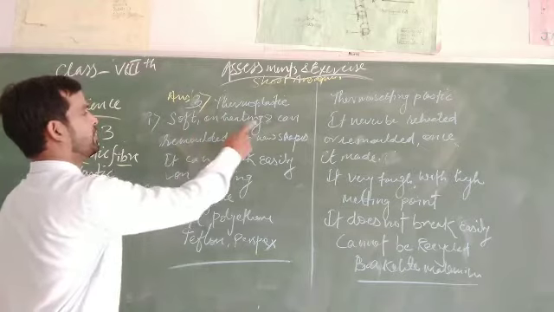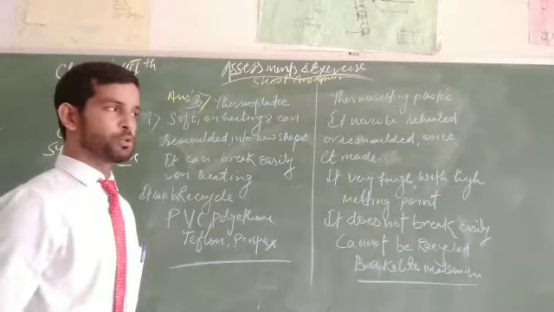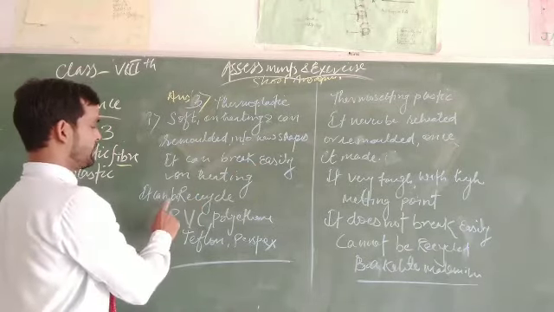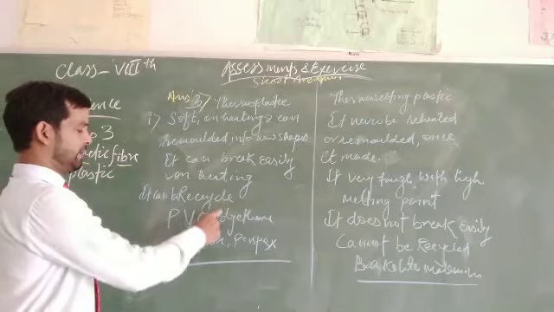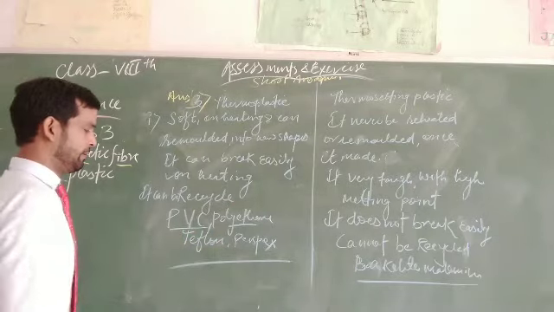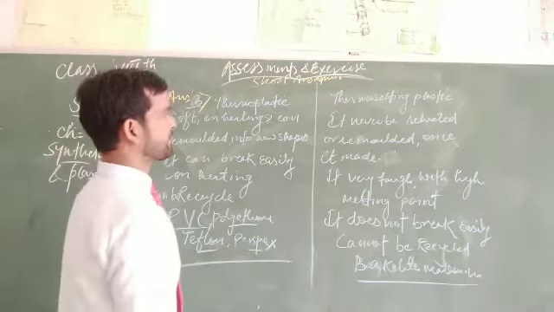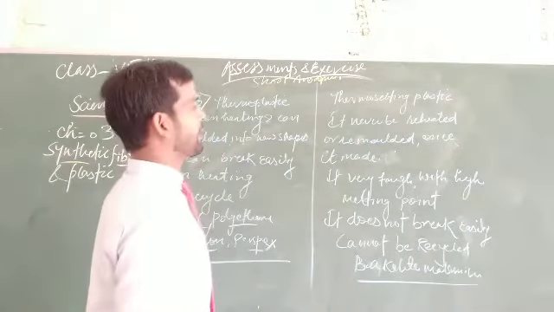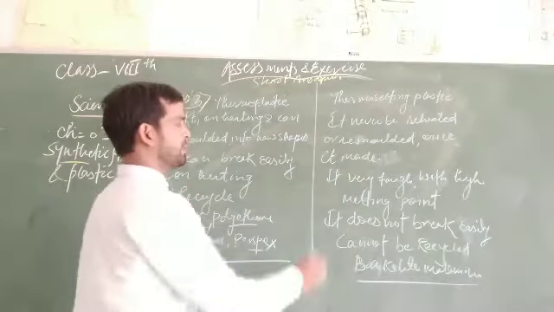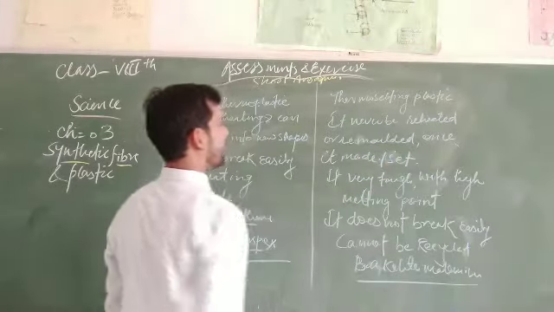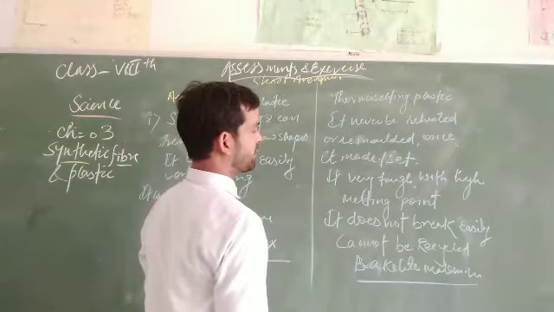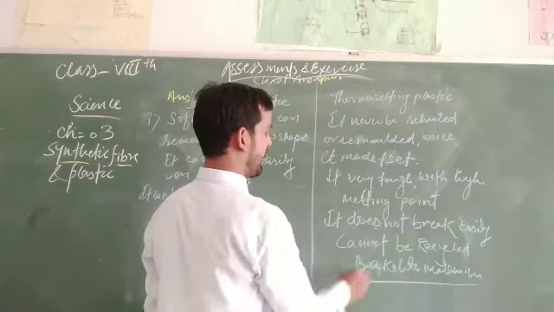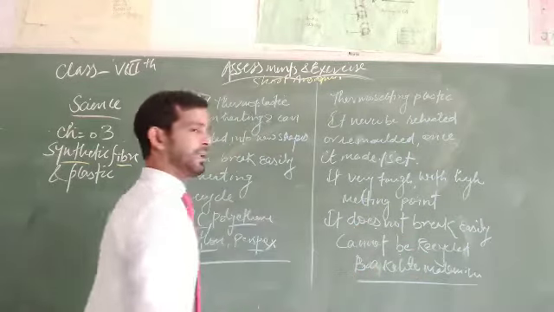Thermoplastic softens on heating and can be molded into new shapes, and it can break easily on heating. It can be recycled. Examples: PVC, polyethylene, Teflon, Perspex. Thermosetting plastic can never be reheated or remolded once it is set. It is very tough with a high melting point. It does not break easily and cannot be recycled. Bakelite and melamine are examples.